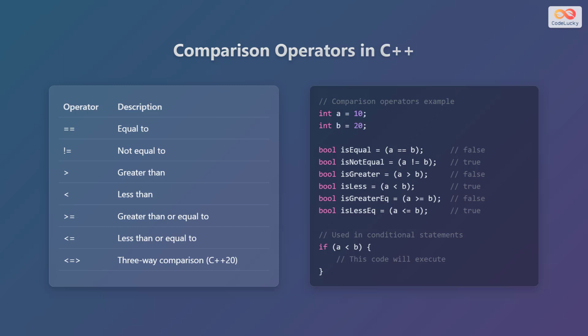Comparison operators are commonly used in conditional statements. For example, if a is less than b, some code will be executed.